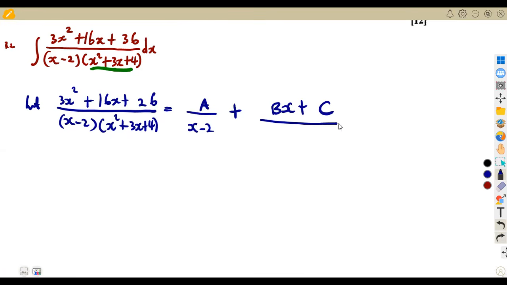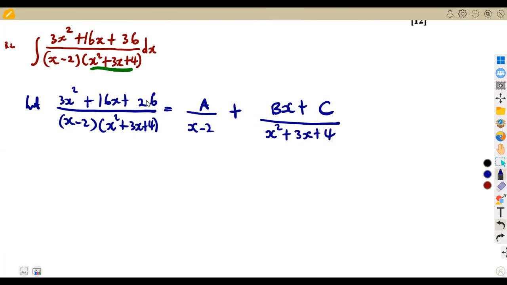All right, over that quadratic, that cannot be factorized, so it remains as it is, over x squared plus 3x plus 4. It cannot be factorized. There's nothing that you're going to do. That's how you expand it. All right, I hope we are together on this part. Now that we've got this, we are back now to finding a, b, and c.